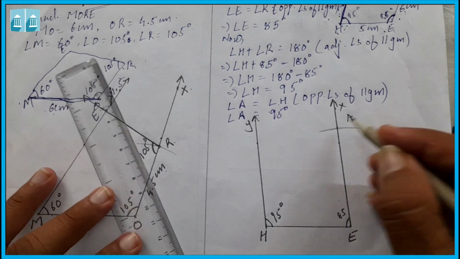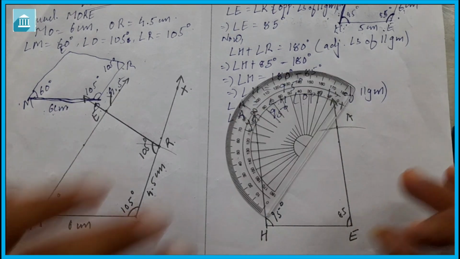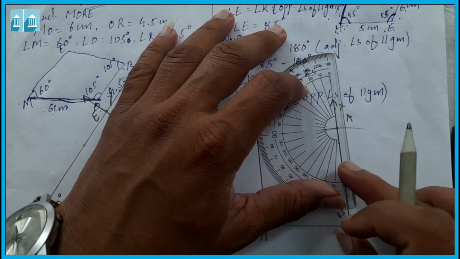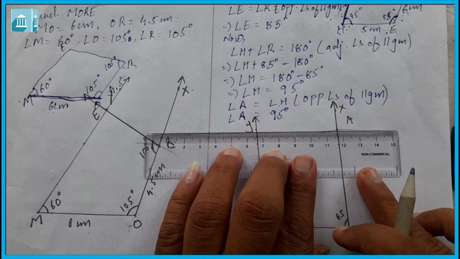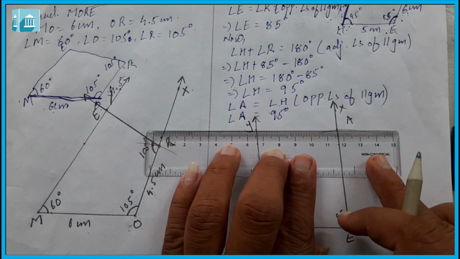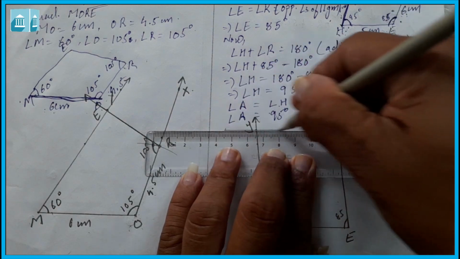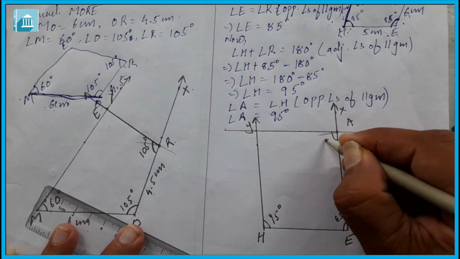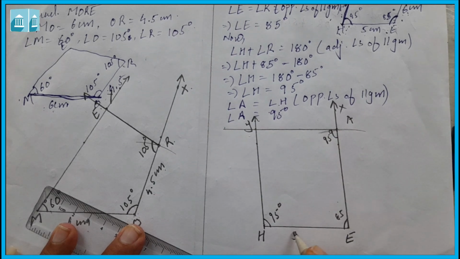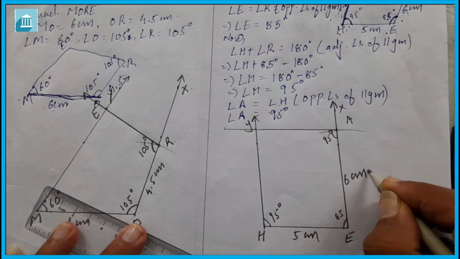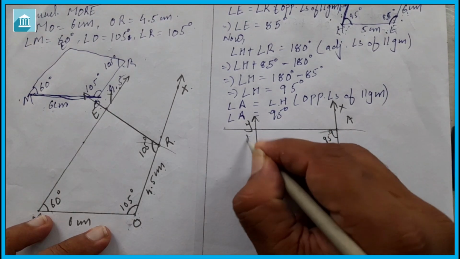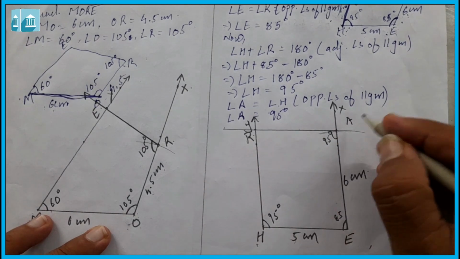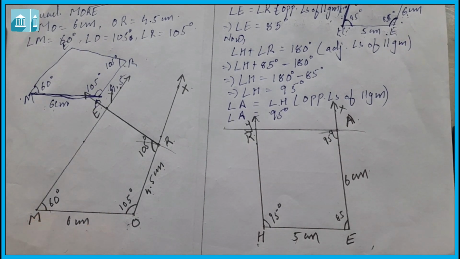Now we know that angle A is equal to 95 degree. So from here we can draw 95 degree. This is here. Okay. So this is our 95 degree. This is 5 centimeter, this is 6 centimeter, and this is the required quadrilateral which meet here at, we can say, at R. So HEAR is our required quadrilateral.